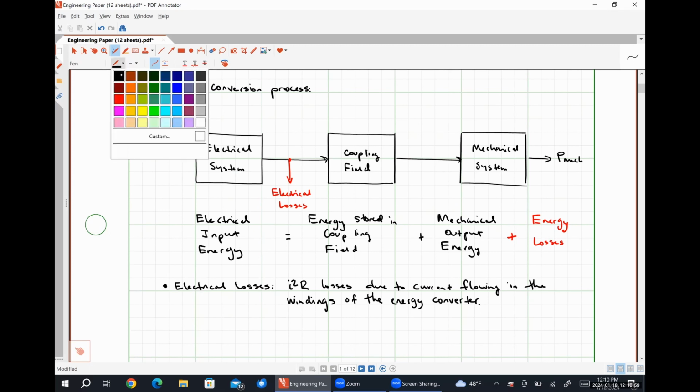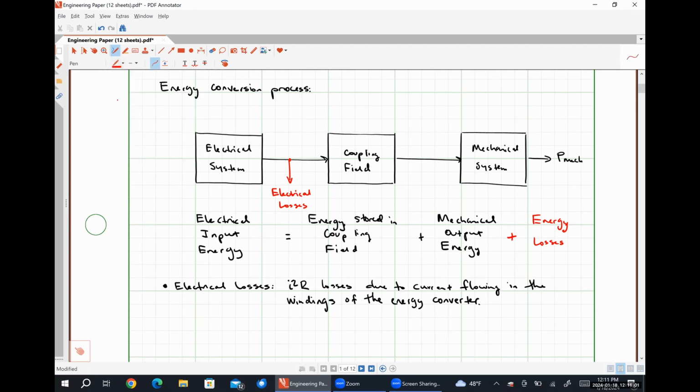The next loss that we are going to see are our field losses.